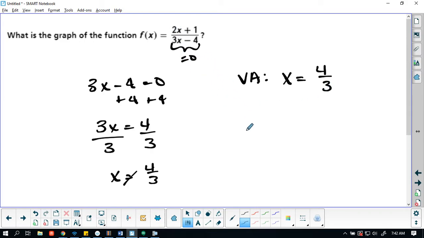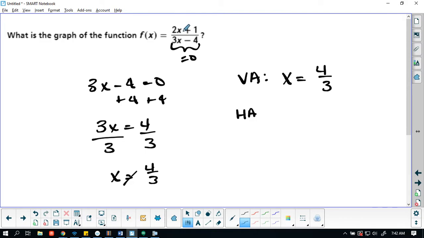Now looking at my horizontal asymptote, remember the 3 cases from the last one. If the degree in the numerator is less than the degree in the denominator, then my horizontal asymptote is equal to 0. In this case, my degree in the numerator is 1 and my degree in the denominator is 1, so that case does not apply. If the degree in the numerator is greater than the degree in the denominator, then I don't have a horizontal asymptote. Again, they're equal to each other, so that case does not apply.